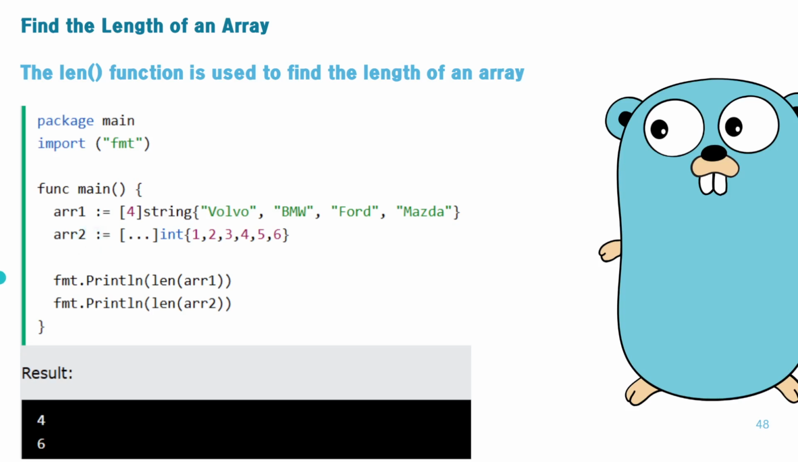And that's a quick look at Go arrays. They are useful for storing fixed size collections of data. In the next video, we will explore slices, which provide more flexibility than arrays.